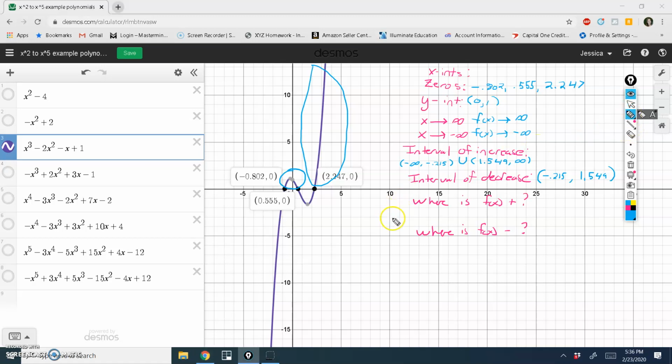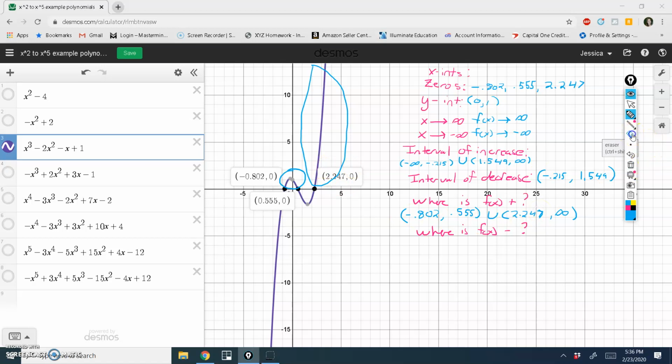So where is f of x positive? Well, it's positive from here to here, so that's point, and remember, it's the x coordinate, 0.802, to here, which is 0.555. So it's positive there, and it's positive from 2.247 to infinity, because it's positive the rest of the way. And that's a 7, not a parenthesis.